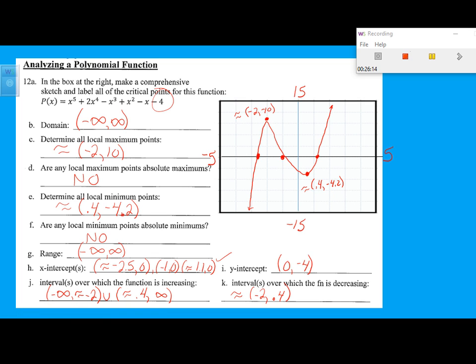Now notice how I wrote these. Negative infinity is not rounded. So I put my approximately with the number that I rounded here. But notice over here I put it out front. This is where I rounded both. This is where I only rounded the 1.